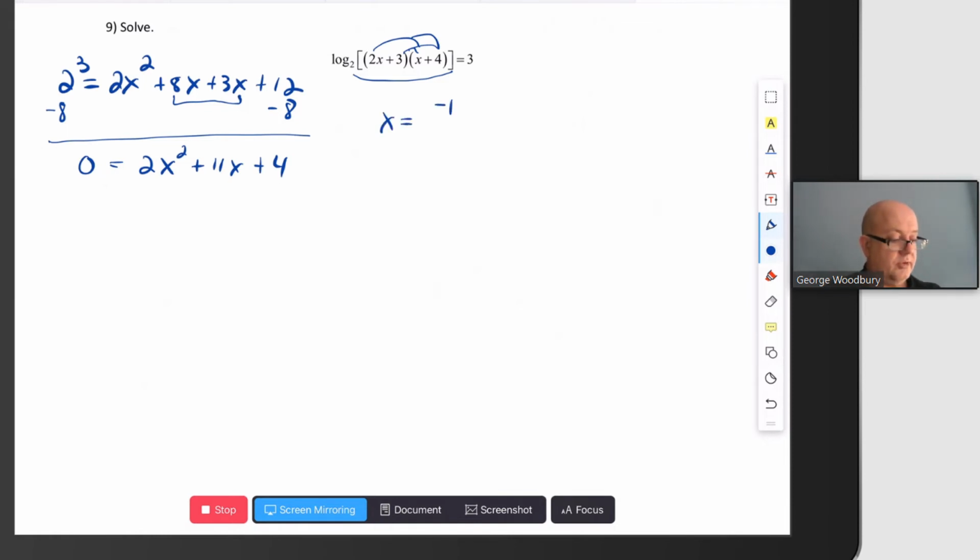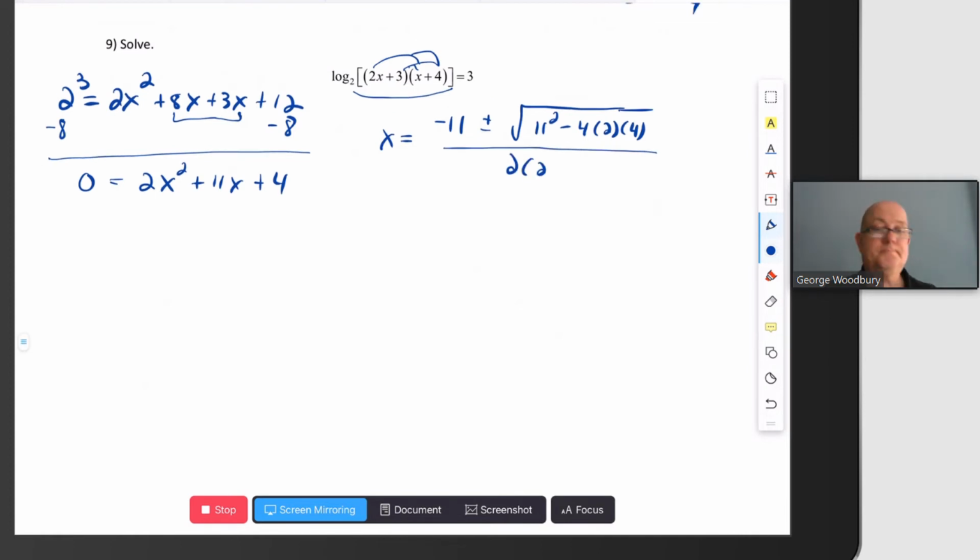X equals the opposite of b, so that's negative 11, plus or minus square root of b squared, that's 11 squared, minus 4ac, that's minus 4 times 2 times 4, all over 2a, or 2 times 2. Inside the square root, 11 squared is 121, minus 4 times 2 times 4 is 32. That's 89. So we get x equals negative 11 plus or minus the square root of 89 divided by 4.